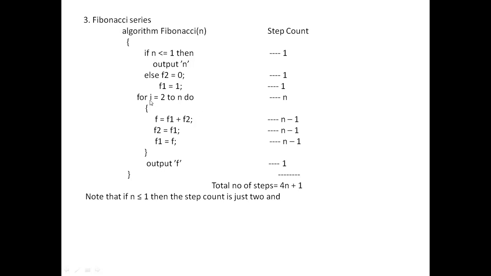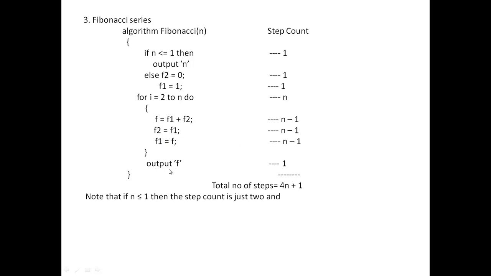And here you see the loop starts from 2 to n. Had it started from 1 to n, the step count would have been n plus 1. Now, since it is starting from 2, we should reduce 1 from that n plus 1. So the step count for this 2 to n is n. Then, how many times are these statements executed? They are executed n minus 1 times because we are starting from 2. So f is equal to f1 plus f2 is executed n minus 1 times. F2 is equal to f1 is executed n minus 1 times. F1 is equal to f is executed n minus 1 times.